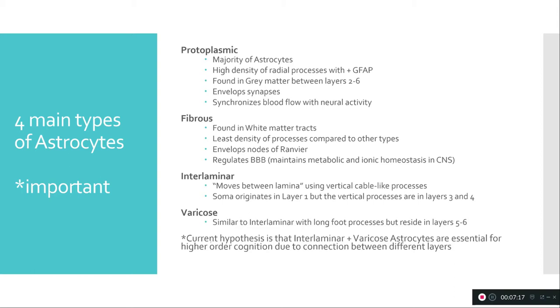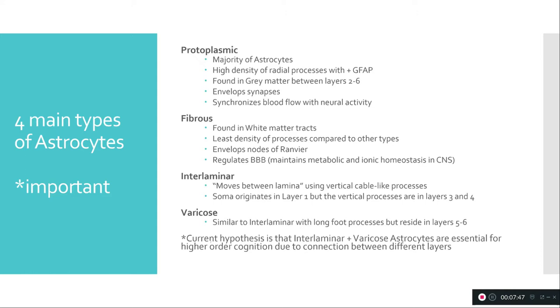So then we have fibrous astrocytes. They're found in the white matter tracts. They're the least dense compared to the other types, and they envelop nodes of Ranvier. So hopefully you guys remember the nodes of Ranvier are those spaces in between the myelin sheaths. And they regulate the blood-brain barrier. So they're going to help maintain the metabolic and ionic homeostasis. Okay, so basically they're going to regulate metabolism, again, via blood flow and oxygen and glucose, as well as those ions that are required for that metabolism, as well as action potentials.